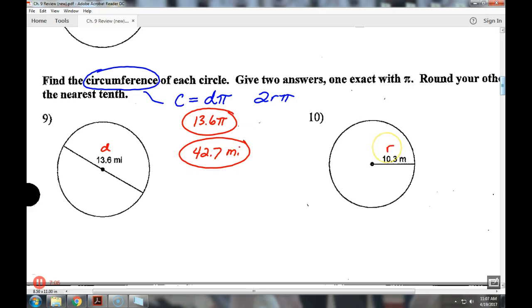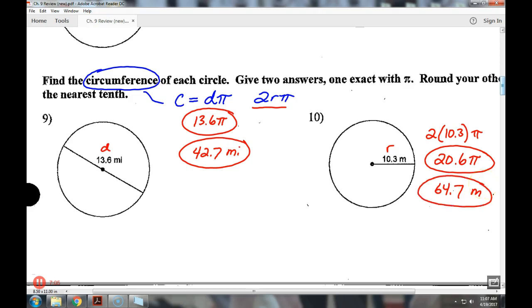Now, since this one is r, I'm going to use the r equation, and I'm going to use 2 times r times pi. So that's 20.6 pi. And if I crank that out calculator wise, I get 64.7, and it looks like these are meters. So those are circumference there.